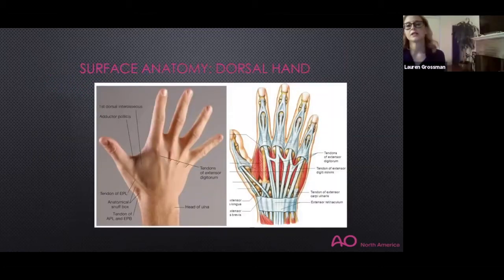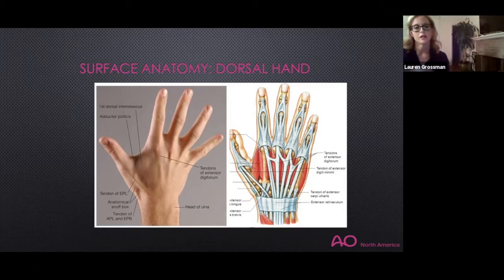As we move on to the rest, to the hand, we move to the dorsal surface of the hands. On the left side, you see a hand with the fingers in extension. In doing so, you're able to see the extensor tendons as they're underneath the skin. In most patients, you are able to see the extensor tendons through the skin.